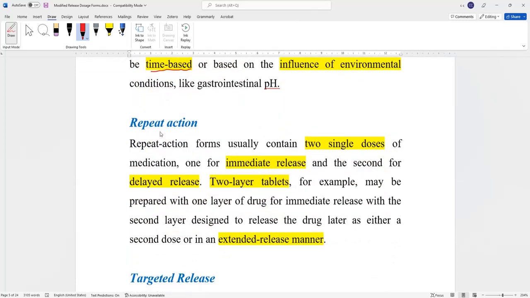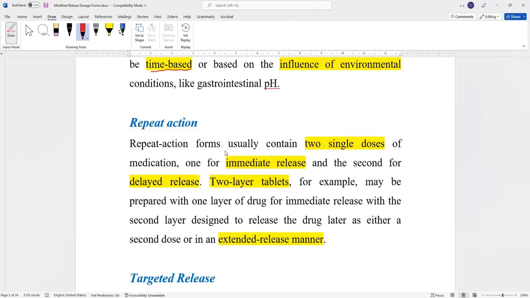The other term that you need to be aware of is repeat action. In repeat action, usually we are talking about a tablet that may have 2 layers, or it's a tablet within tablet, and we have studied this before in the types of tablets. In this tablet you have 2 single doses.